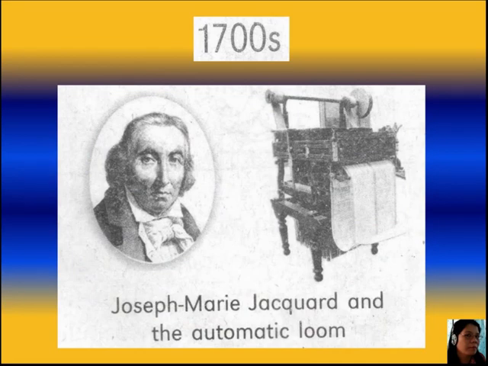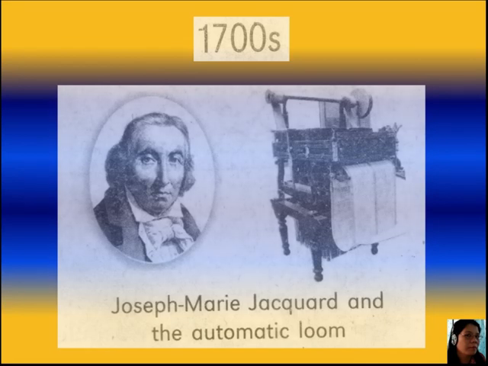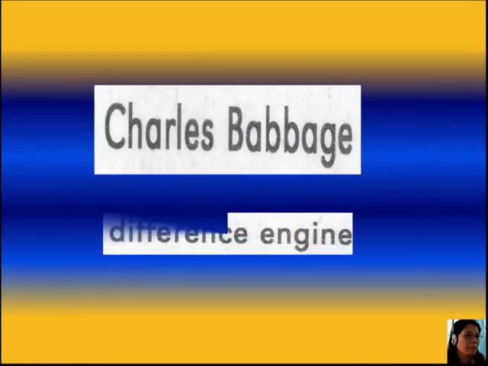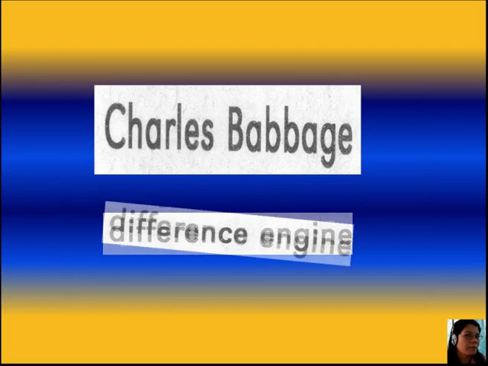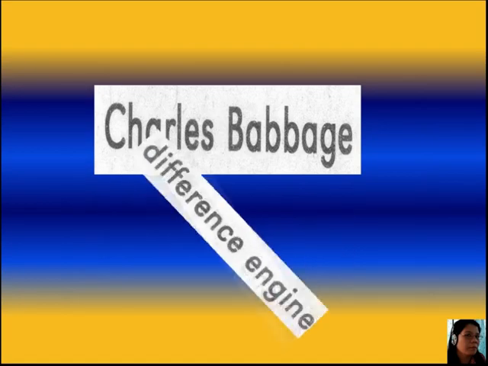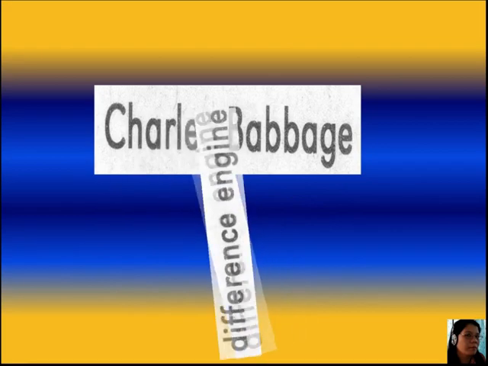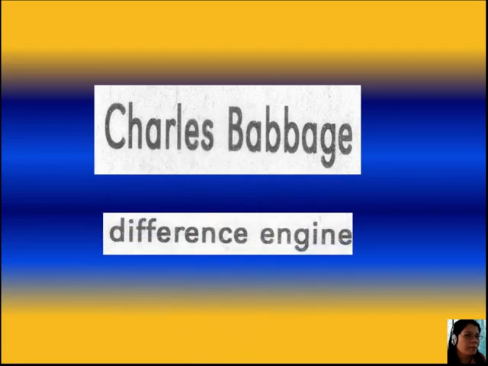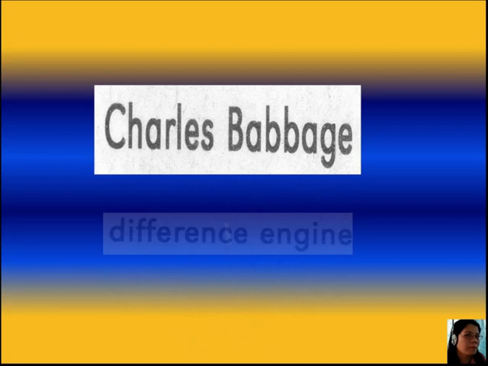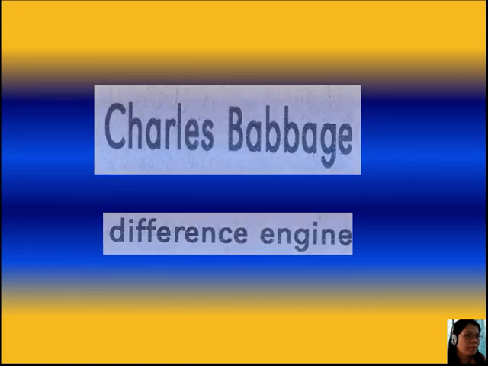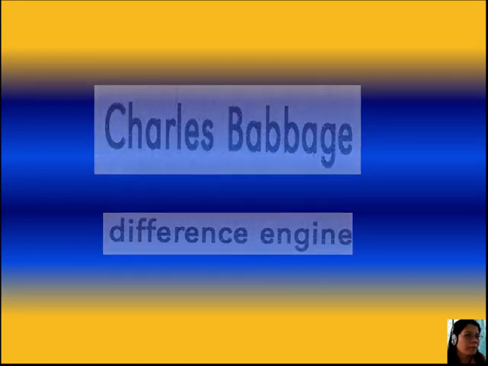Charles Babbage invented the difference engine. It was a mechanical device that could perform simple mathematical calculations. However, he was unable to complete it because of lack of funds. Many years later, some British scientists completed the difference engine by following Babbage's detailed drawings and specifications.